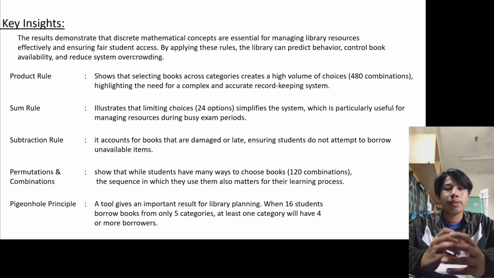At the same time, mathematical counting concepts like combinations and limits help explain how books are distributed and how borrowing rules work. Lastly, this shows that mathematics is not only something we study in class but also very useful in solving real life problems. Overall, the system makes the library easier to manage and more helpful for all students.